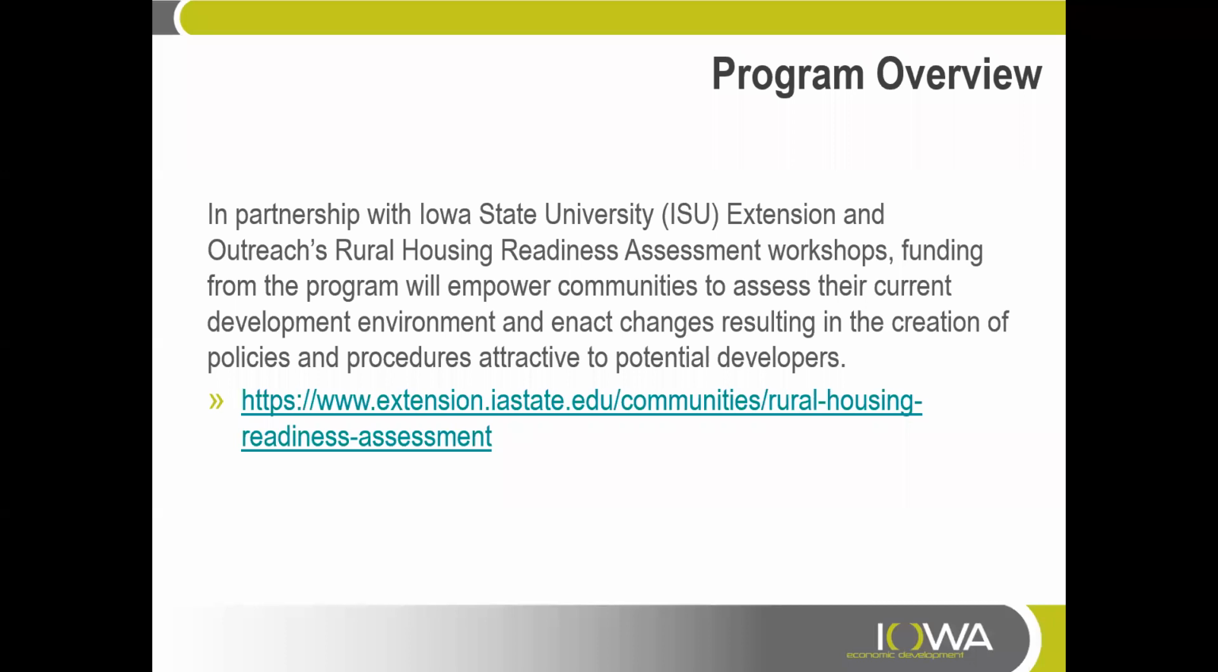So typically we have where communities will work with ISU Extension, receive that kind of housing plan, implementation plan at the end. And then from there, they have $10,000 to leverage towards those first steps. And communities have used that in a variety of ways that I will get into further.